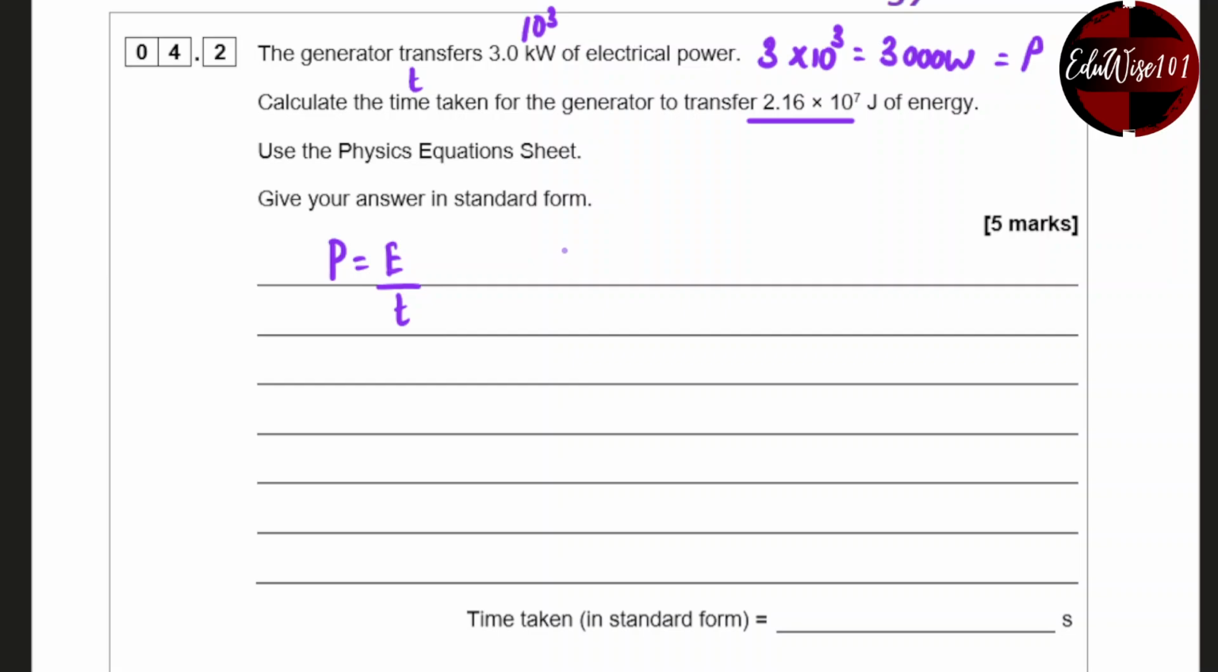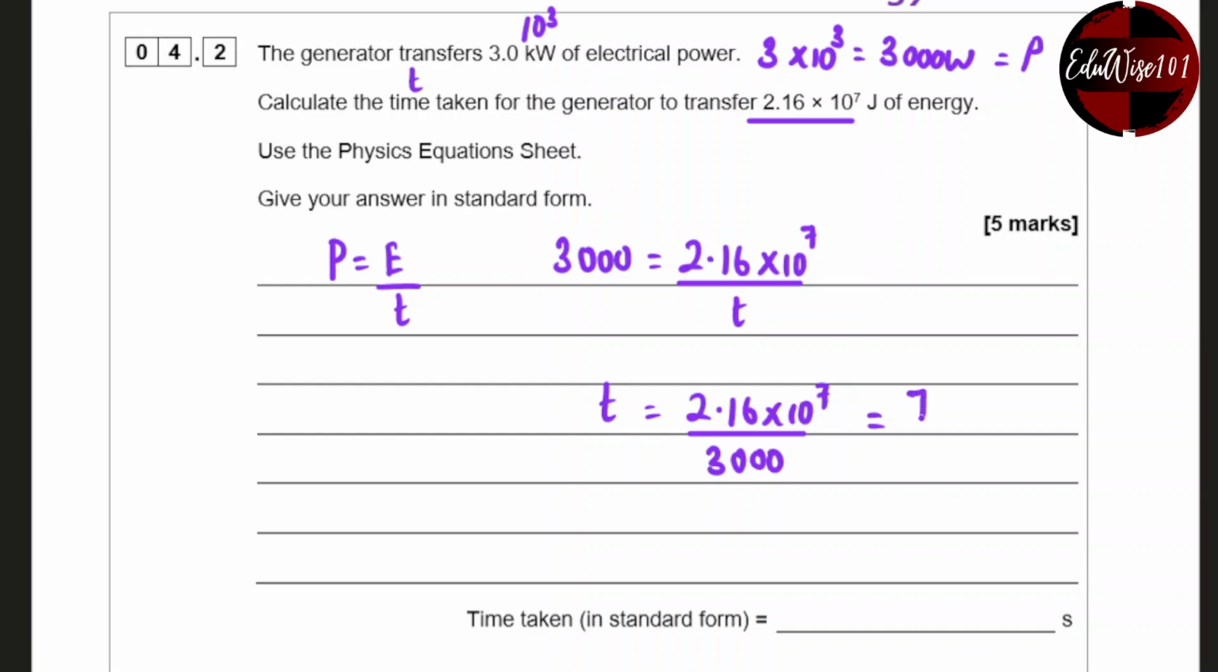Let's substitute the values first. The power is 3,000 equals 2.16 times 10 to the power 7 divided by the time. So the time equals 2.16 times 10 to the power 7 divided by 3000, and that gives me 7,200 seconds.